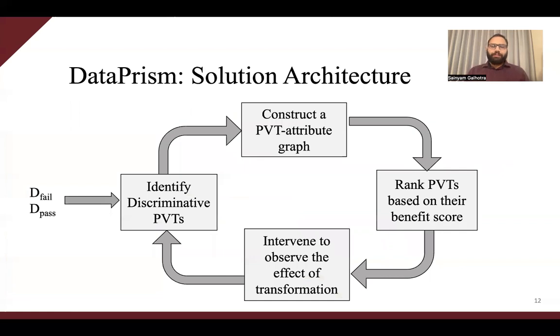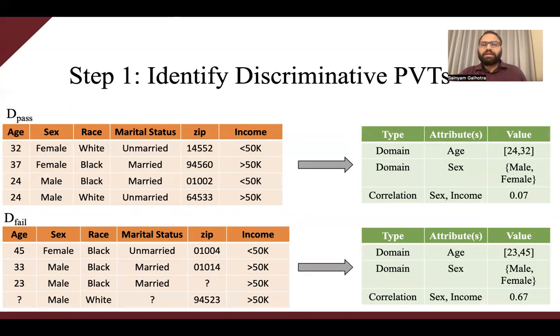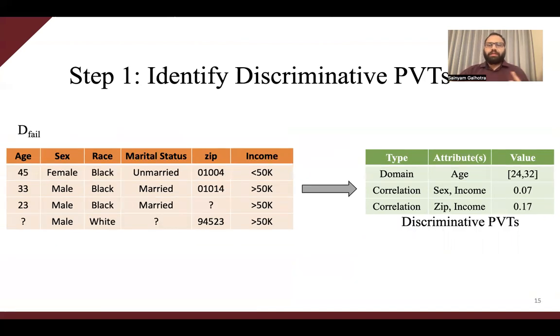To solve this problem, we propose DataPrism, which operates in 4 main steps. Let us go over these steps one by one. First, it identifies a set of discriminative PVTs, that is, the PVTs which are not the same in the failing and the passing datasets. For example, we calculate the PVTs for the passing datasets as shown here. Then we identify the PVTs of the failing dataset and calculate the intersection. We then remove the intersection of those and keep the remaining PVTs from the passing dataset. These PVTs are used for the analysis by subsequent stages of the pipeline.